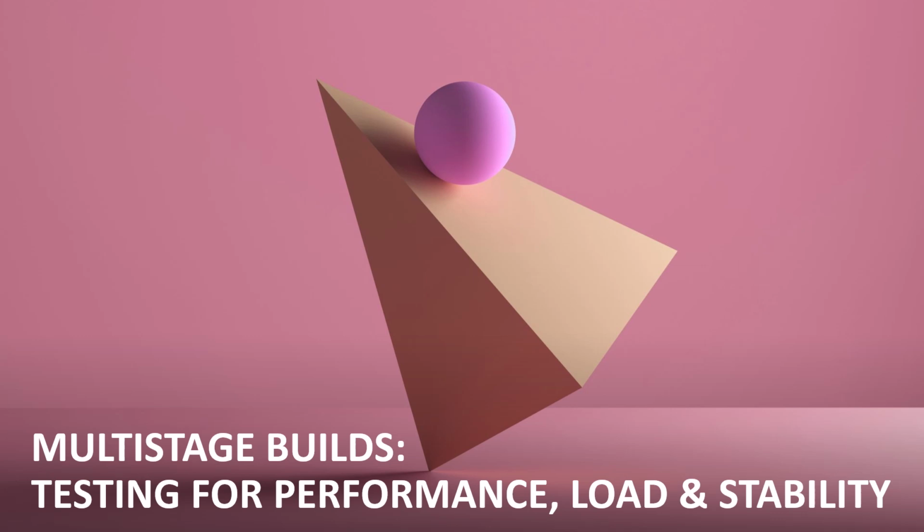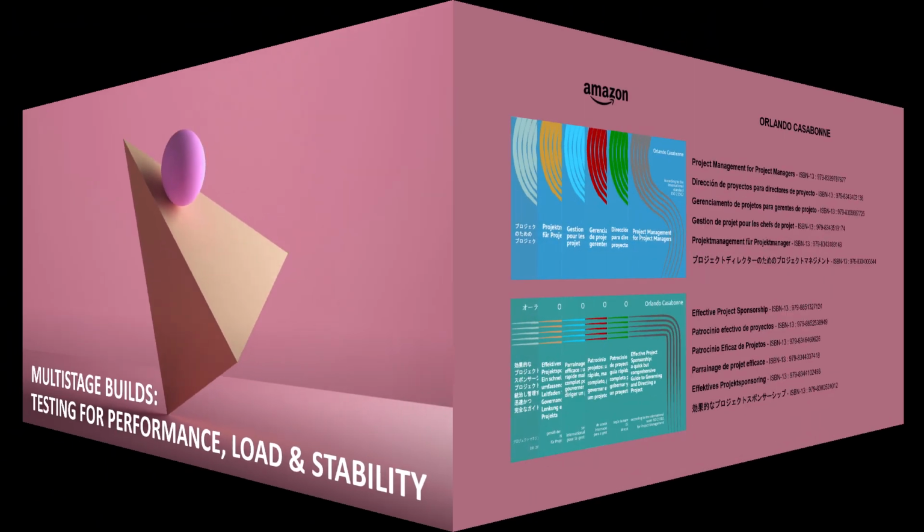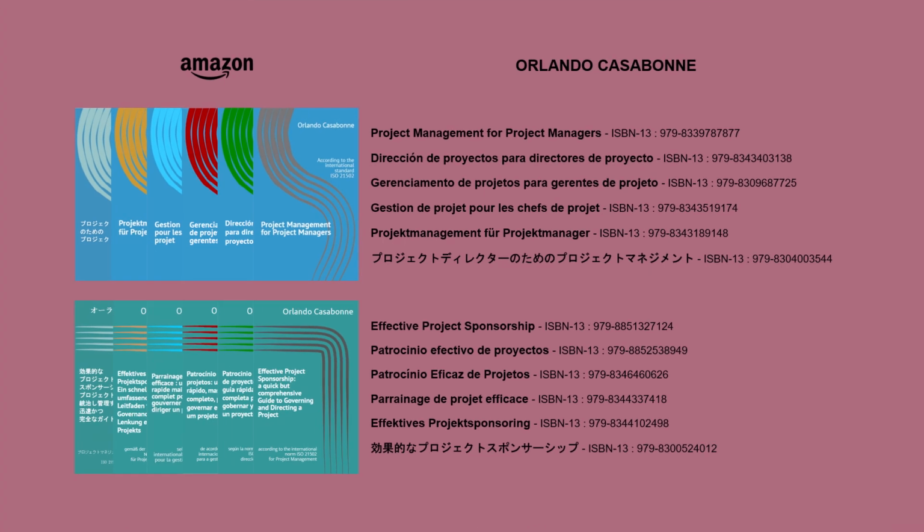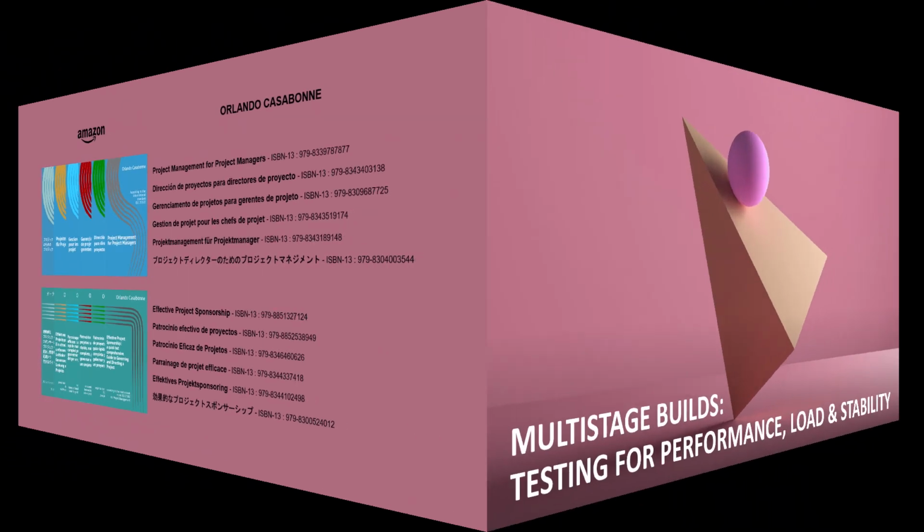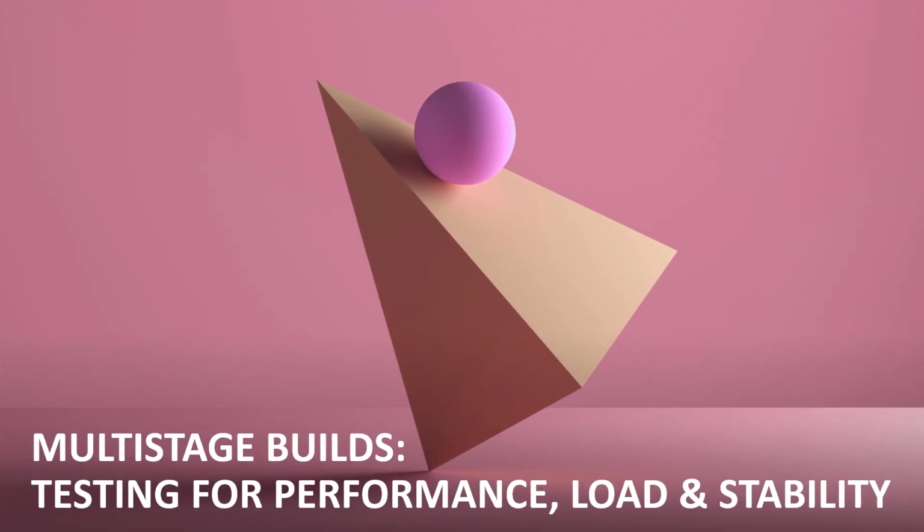Today, we're looking at something called multi-stage integration builds. It's a concept explored in the book Project Management for Project Managers by Orlando Casabon. It's all about making sure software doesn't just function, but performs well, especially under stress. Okay, multi-stage integration builds sounds complex, but basically it's about making software more robust for the real world. That's the core idea, yeah.